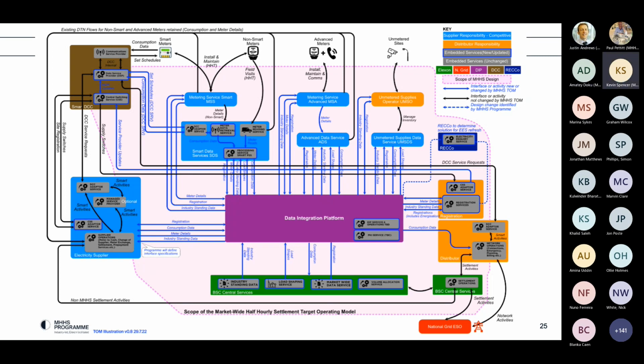I think the key element is the DIP isn't calculating half-hourly data. The data services are calculating half-hourly data. The DIP is merely delivering that half-hourly data to the subscribers. Yeah, based on that event. Yeah.